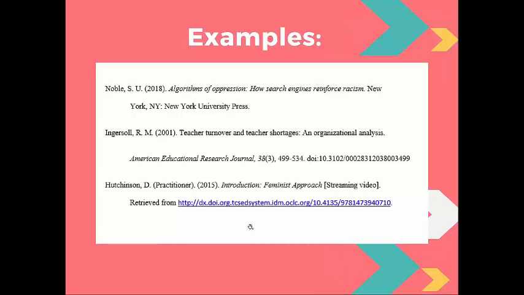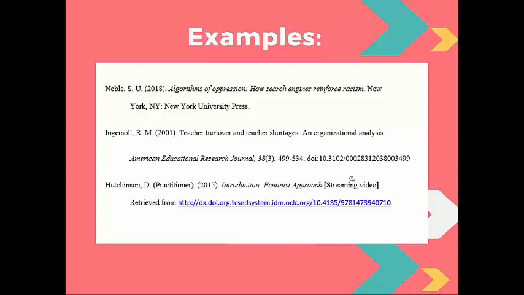And once you collect all those different elements, you will format them appropriately. A few things to note: between each element, you will have a period. For books, the titles are going to be in italics with only the first letter of the first word capitalized. For journal articles, the title of the journal is going to be in italics, as well as that volume number.